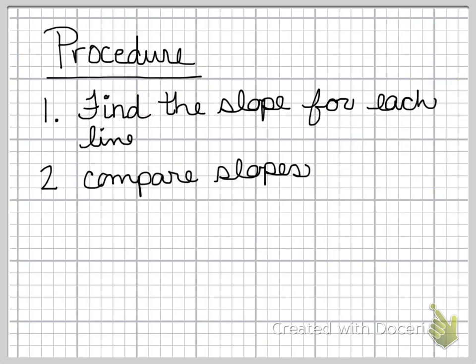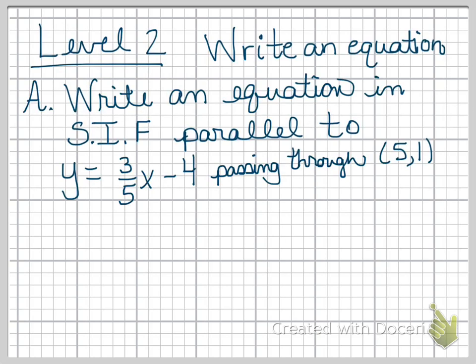So the procedure for being able to tell whether they're parallel, perpendicular, or neither is, first, you've got to find the slope for each line. And then you compare the slopes. So the second skill we have to be able to do is write an equation. So you have to be able to write an equation when given some information. So this first example: write an equation in slope-intercept form which is parallel to y equals 3/5 x minus 4.